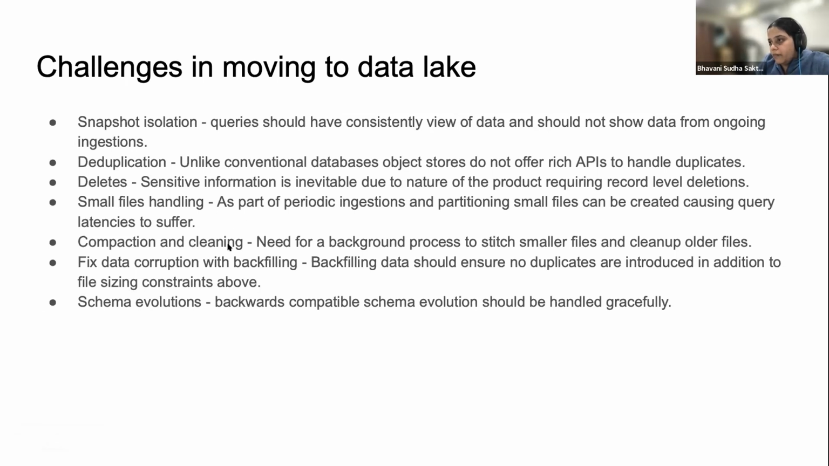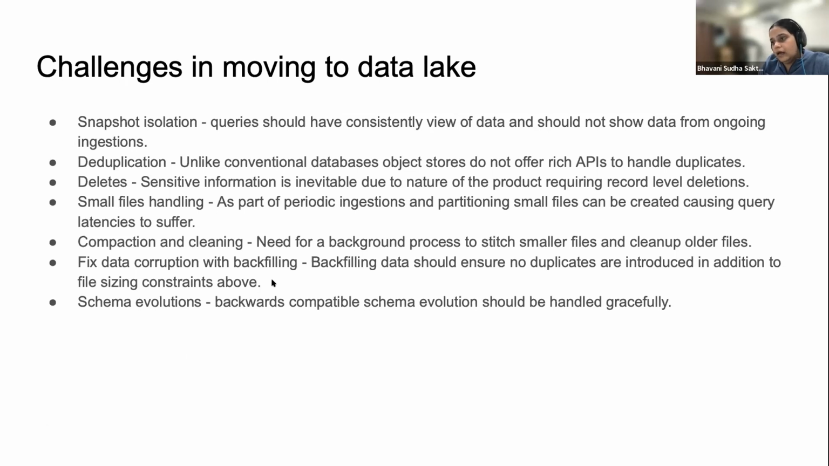And then backfilling is yet another use case, right? While fulfilling these file sizing constraints that I described above, we also need to ensure that backfill doesn't accidentally produce duplicate versions of records, duplicate records. So that was also one important criteria.